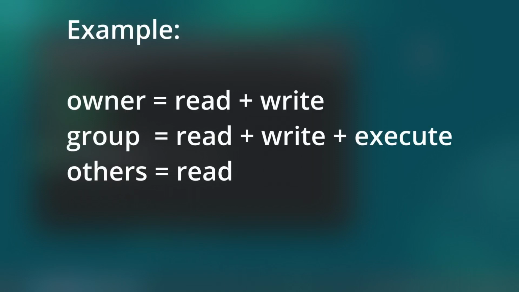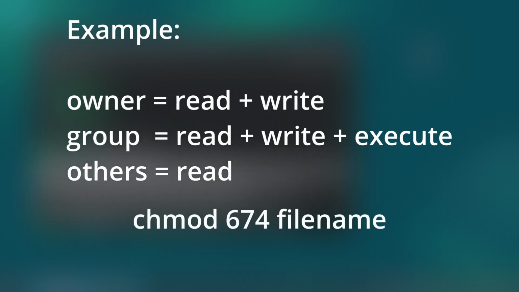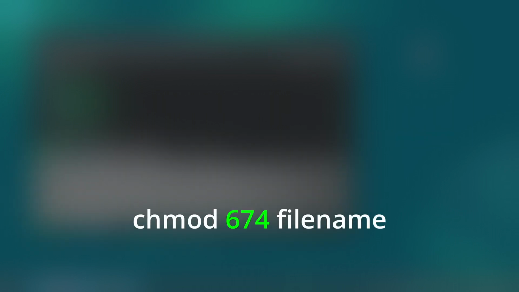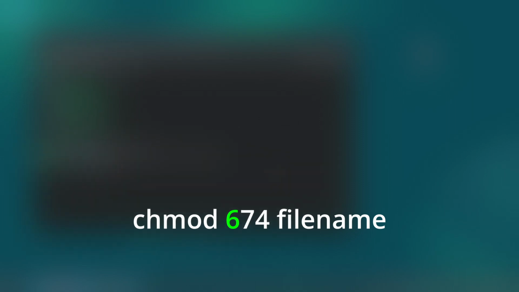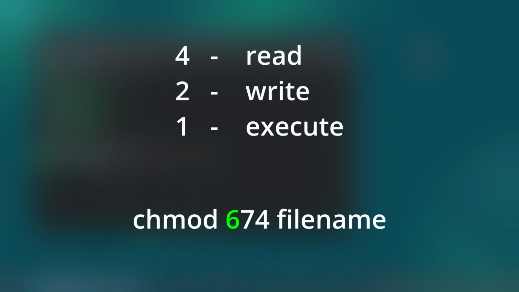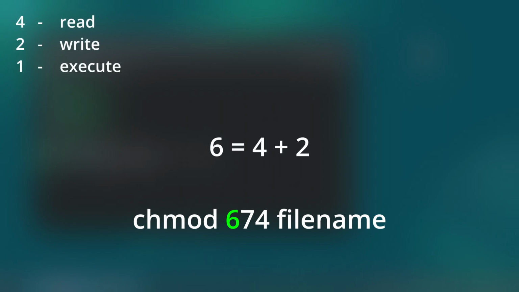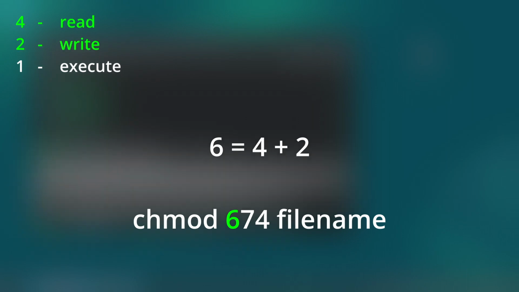Let's see how. Imagine you want the file owner to read and write, the group to read, write, and execute, and the others to only read. The command would be chmod space 674 space file name. Let's see why 674. 6 is in the first place. The first place is for owner permission. As I showed you previously, the value for read is 4, write is 2, and execute is 1. If you look closely, 6 is equal to 4 plus 2. That means read and write. So 6 in the first place means read, write permissions to the owner.